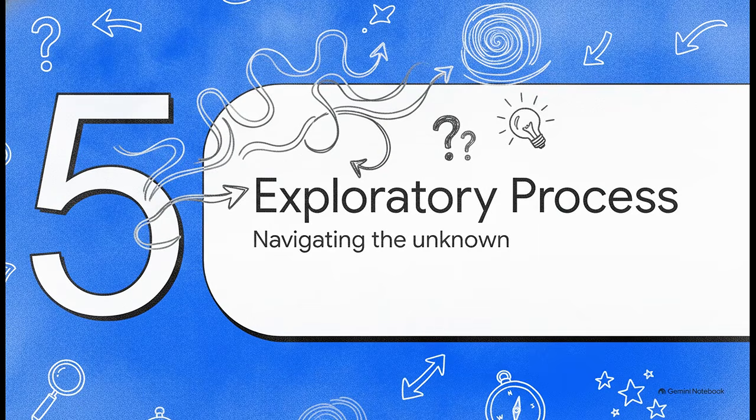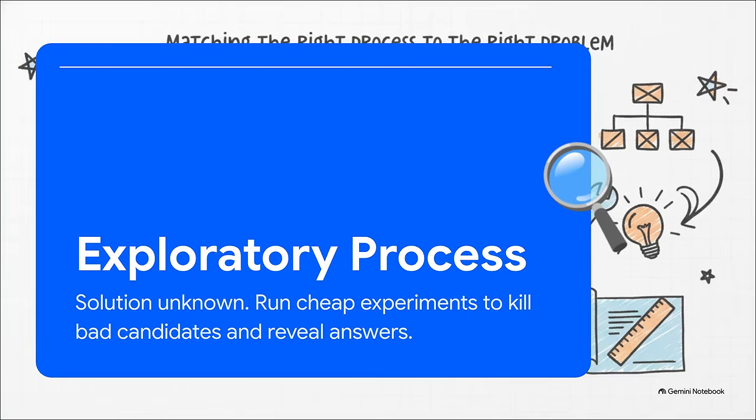Next up, section 5, the exploratory process. Let's talk about navigating the total unknown. So, how exactly do you navigate when you're facing the complete unknown and you have absolutely no clear route to a solution? Well, when no proven path exists, you use the exploratory process. You start incredibly wide. You run super cheap experiments with the explicit, specific goal of killing off bad candidates as fast as humanly possible. By systematically ruling things out, you shrink what we call the cone of uncertainty until the real answer finally reveals itself.